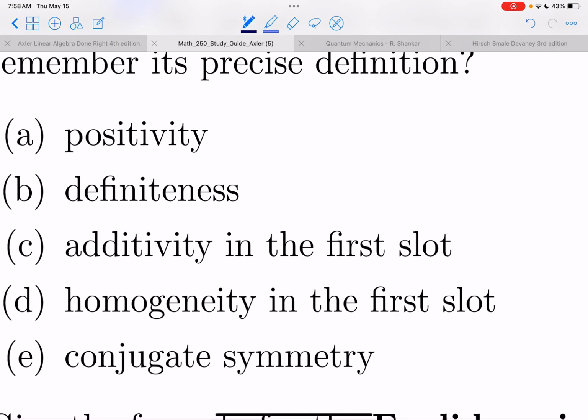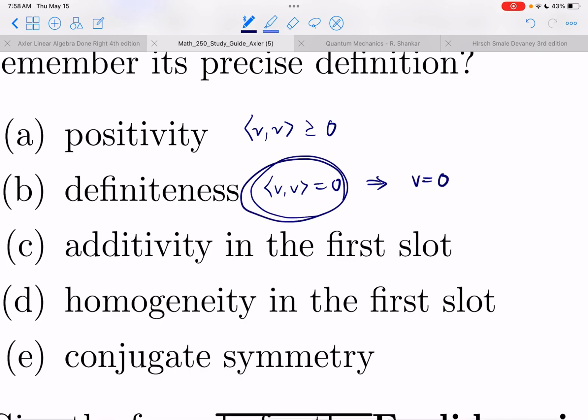So an inner product satisfies positivity, meaning if you do v dot v, you should always get greater than or equal to 0. Really, this should be non-negativity, but they call it positivity in your book. Definiteness means that if v dot v happens to be equal to 0, that means that v was the 0 vector. You don't get to have vectors that are orthogonal to themselves unless you're the 0 vector.